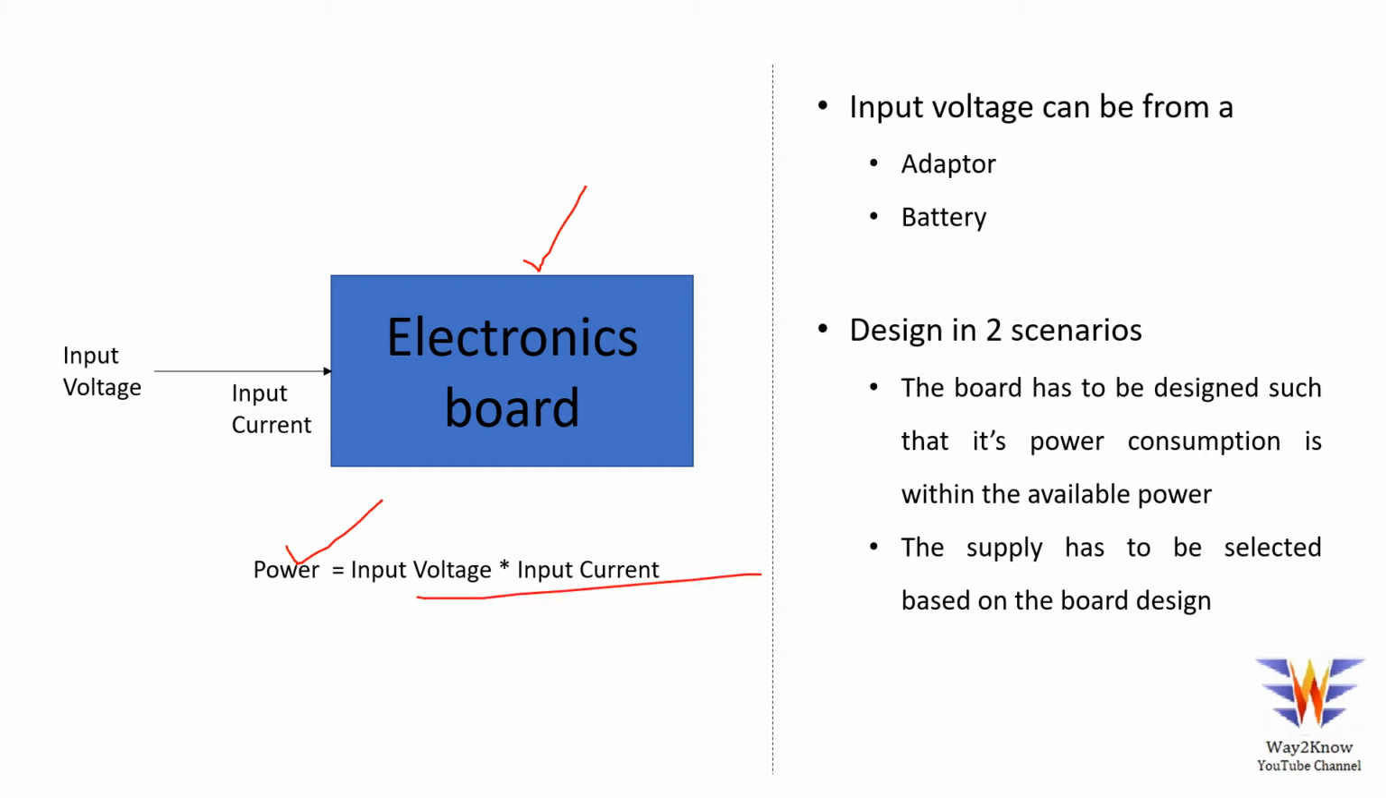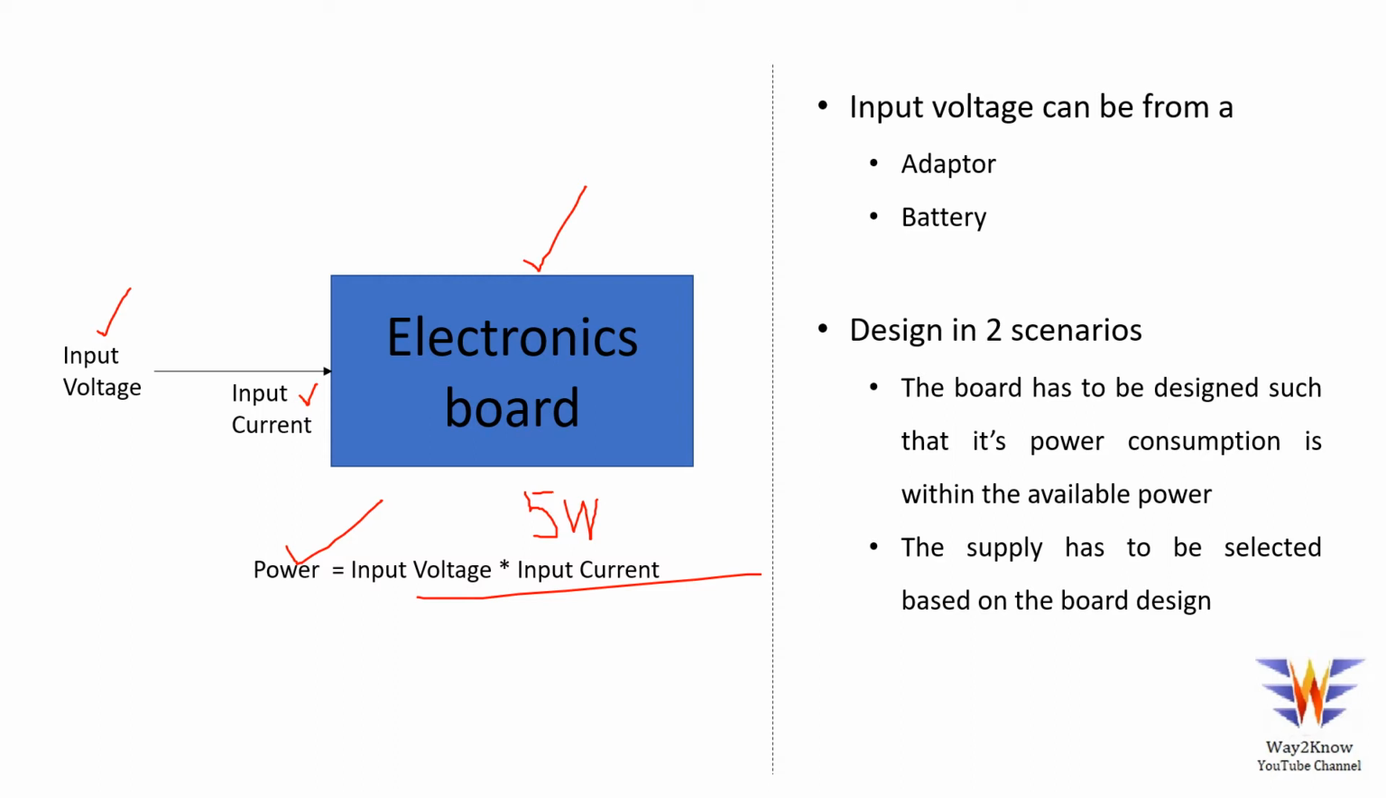So if there is an electronics board, and for example you are giving a 5 volts input here, and if it is consuming 1 amp current, 5 into 1, which is nothing but 5 watt is the requirement. This is as simple as that. Now this particular input voltage can either be from an adapter or a battery. Now we are talking about a DC here. So when it is DC, it could be from an adapter or a battery.